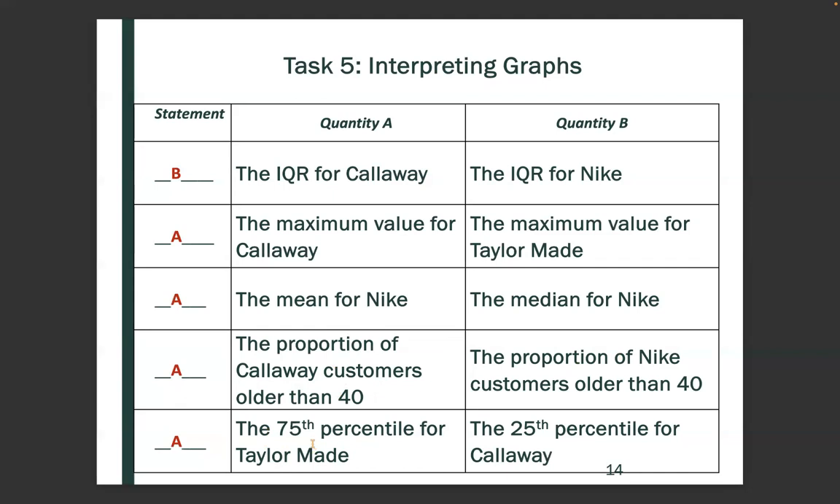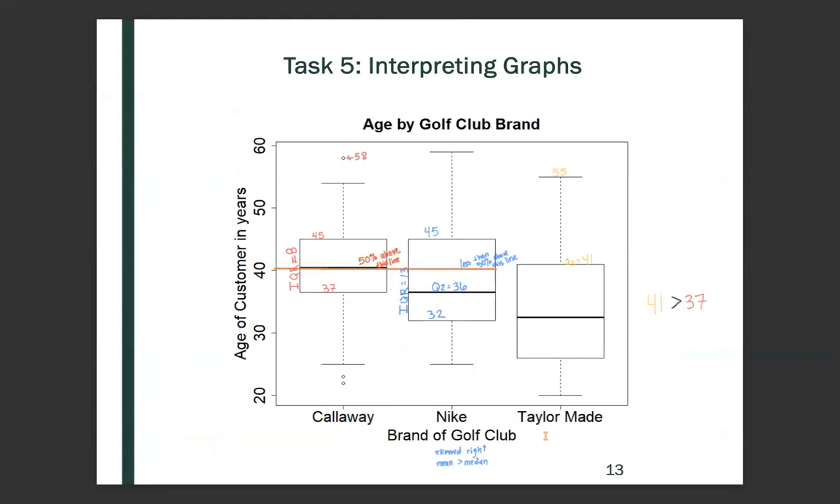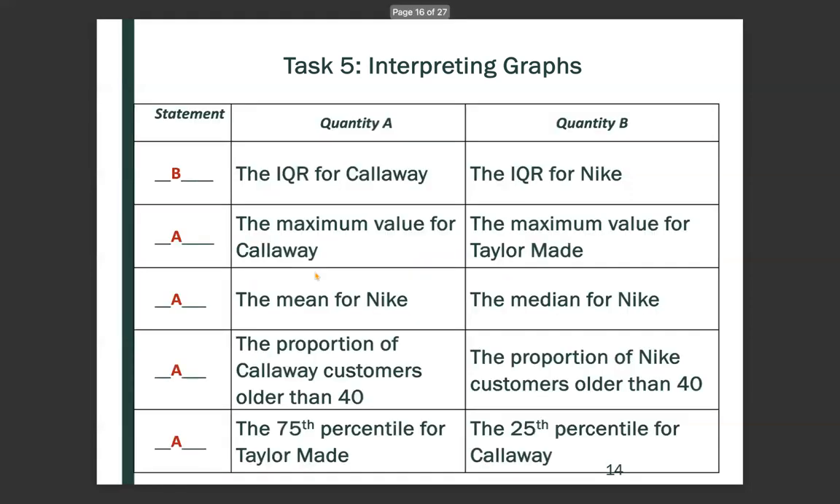Okay, and then lastly is to compare the 75th percentile for TaylorMade and the 25th percentile for Callaway. The 25th percentile for Callaway is 37, and the 75th percentile for TaylorMade is 41. So if we compare 41 to 37, 41 is larger. That means the upper quartile for TaylorMade is larger than the lower quartile for Callaway. So that would mean quantity A is larger.